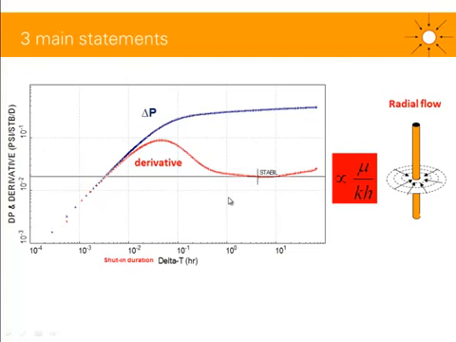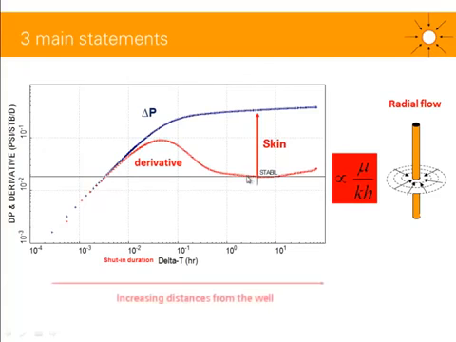So if I have a lower stabilization, I will have a higher kh. If I have a higher stabilization, I've got a lower kh. Second main statement. The vertical separation between your stabilization and the delta P plot, so if you like between the two plots, is indicative of the skin or the damage in the well. A higher separation will mean higher skin, lower separation, lower skin.